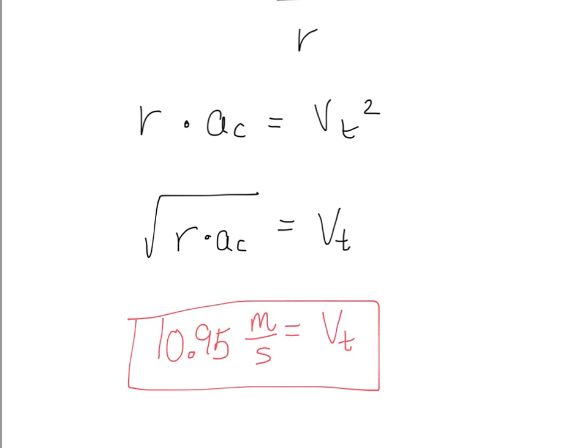Now, follow-up question, 10.9. The C is a subscript and the T is a subscript. C representing centripetal acceleration, and T representing tangential velocity.